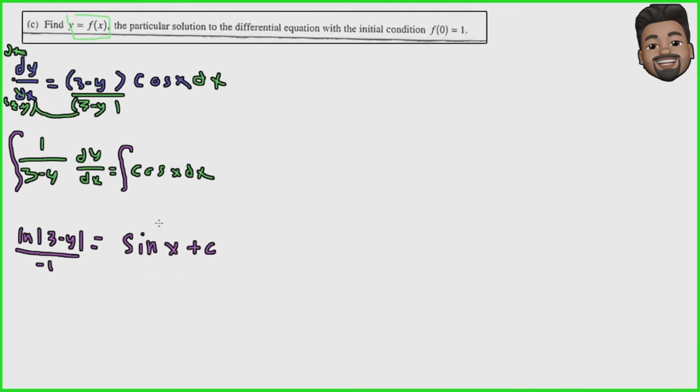Now you can always double check your work. What's the derivative of sine? Derivative of sine is cosine. Derivative of cosine is negative sine. So okay, we're good. So that is the value that I got so far. Let's go ahead and find our C value.